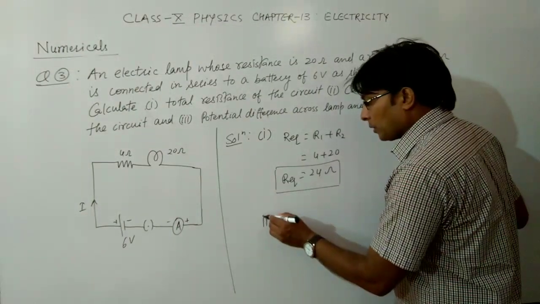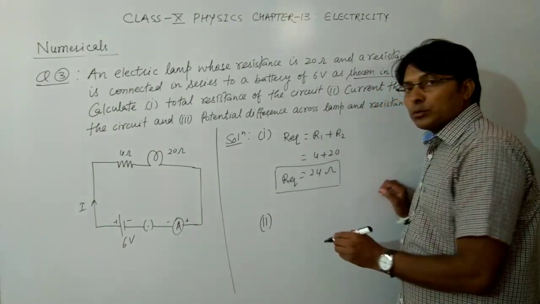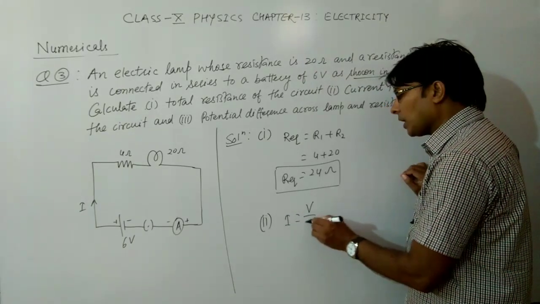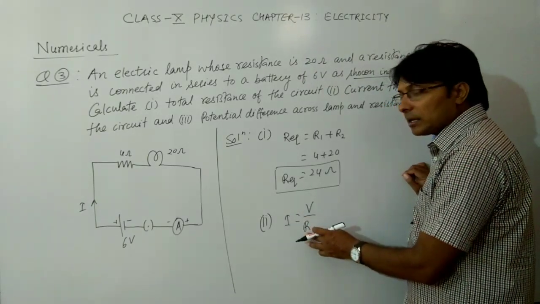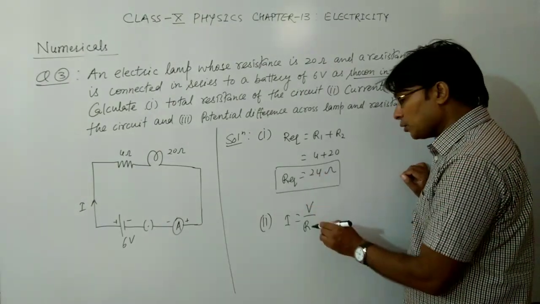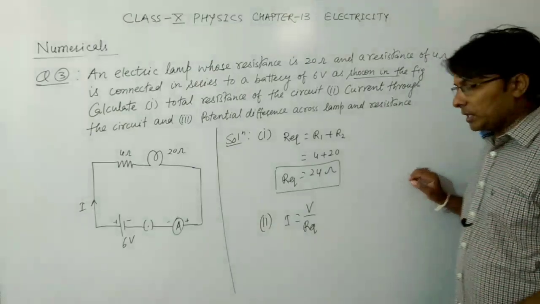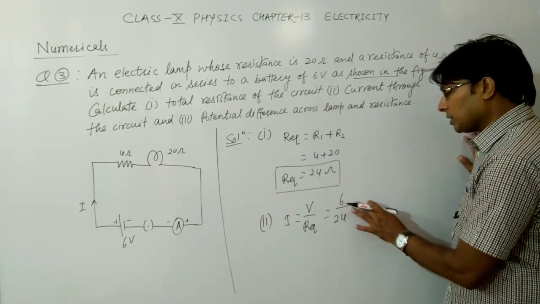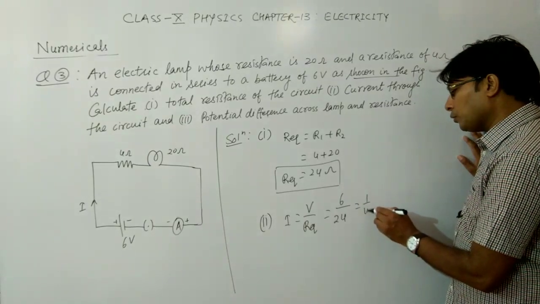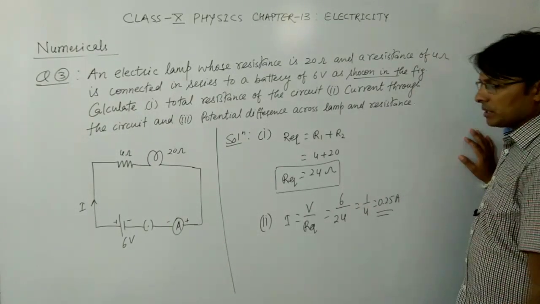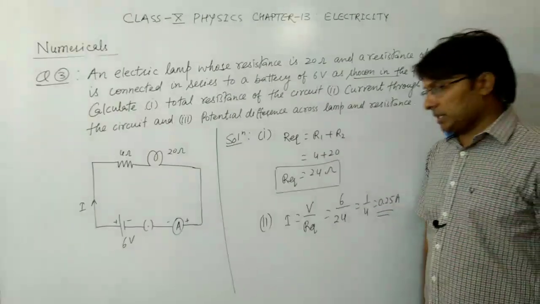The second part is the current through the circuit. If you want to calculate the current, then you will use Ohm's law. And what is Ohm's law? I is equal to V upon R. But here in place of R, we will not use a single resistance. We will use the equivalent resistance of this circuit, that is R equivalent. So 6 divided by R equivalent, that is 24. So it comes out to be 1 by 4, that is 0.25 ampere. So this much current will be flowing through the circuit.